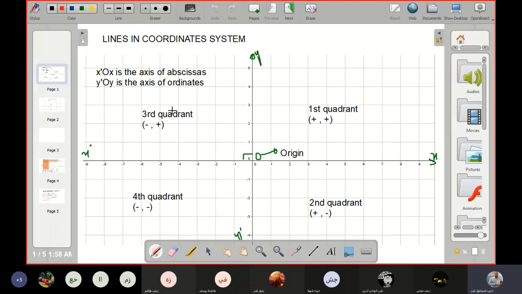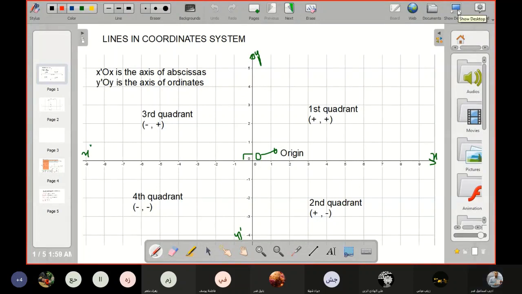As we said previously, x prime x is the axis of what? Axis of abscissa. And y prime y is the axis of ordinates. Okay, so our chapter is lines in coordinate system. Now we know what the coordinate system is. We are going to continue to work with lines in this coordinate system and many other objectives.